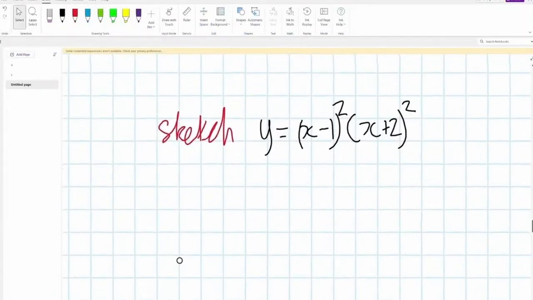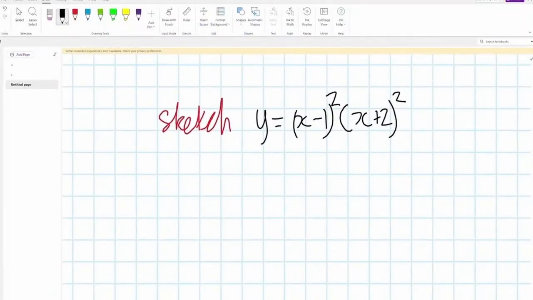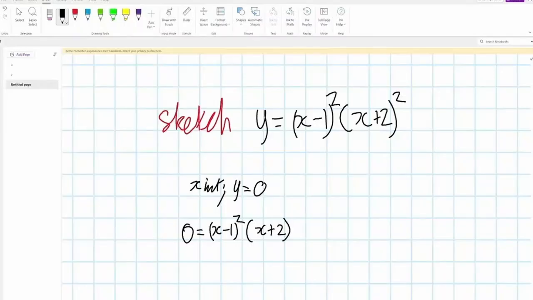Okay, and now looking at another situation we might find ourselves in, we have two squared terms here. We have y equals x minus 1 squared and x plus 2 squared. In this scenario, we need to first and foremost find our x-intercepts. What does y equal at the x-intercepts? It's going to be 0. And so we get 0 is equal to x minus 1 squared, x plus 2 squared.